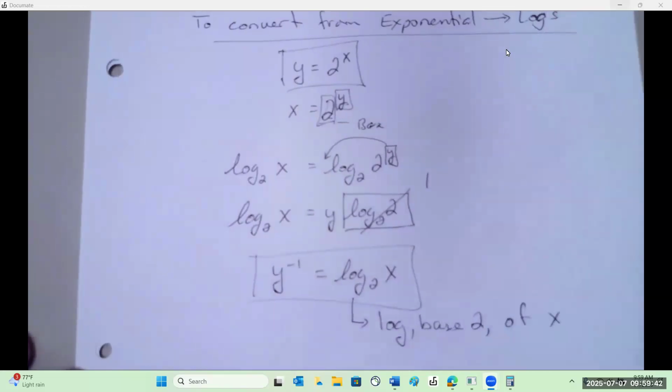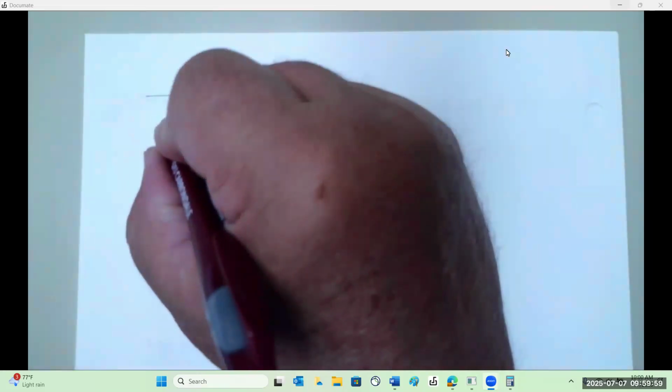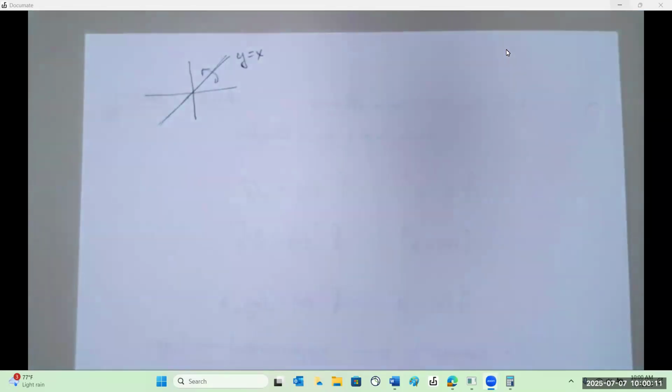So look at graphs of these things. Remember, if you have a function, its inverse is flipped across that line. It's a mirror image to that line. So whatever you have on one side, the mirror image of it is its inverse.